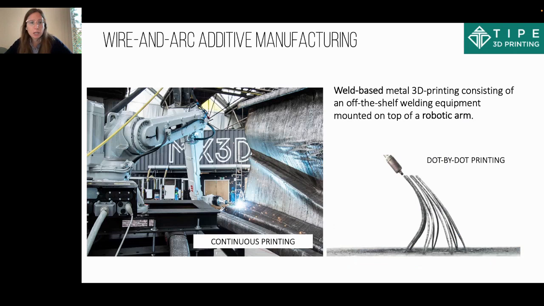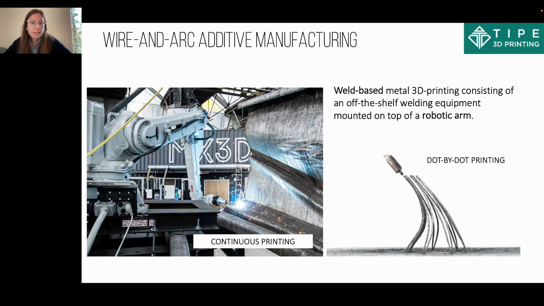But what is wire and arc additive manufacturing? It's a weld-based metal 3D printing technique that uses off-the-shelf welding equipment mounted on top of a robotic arm. This allows us to actually produce and print steel pieces or metal pieces up to a few meters of width and a couple of meters of height.